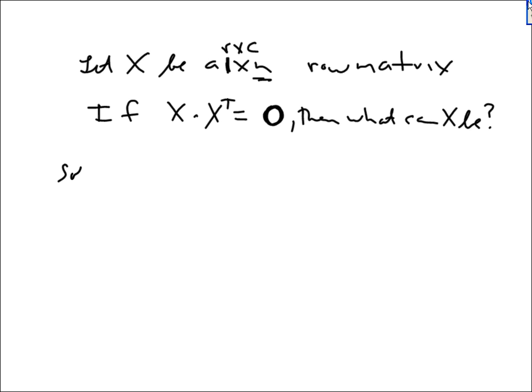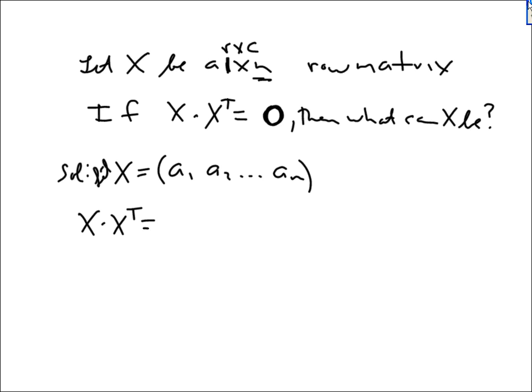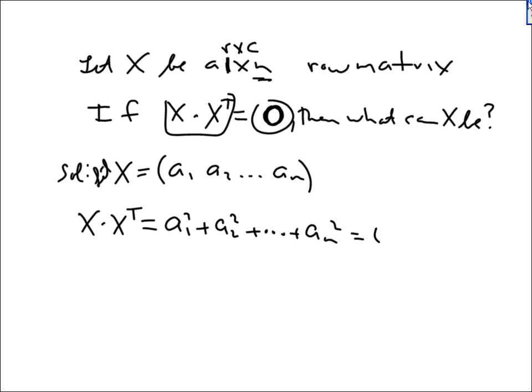Okay, solution. We'll find out at the end. Let x equal a1, a2, up to an. On one hand, x times x transpose, we just worked it out, is a1 squared plus a2 squared all the way up to an squared. And they're telling us that it equals 0.